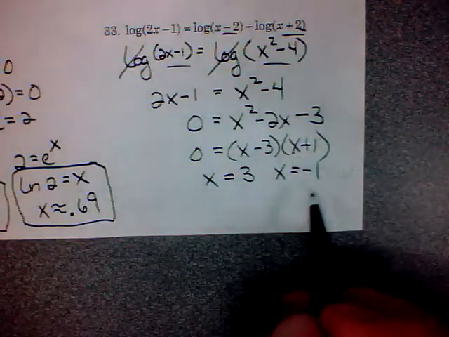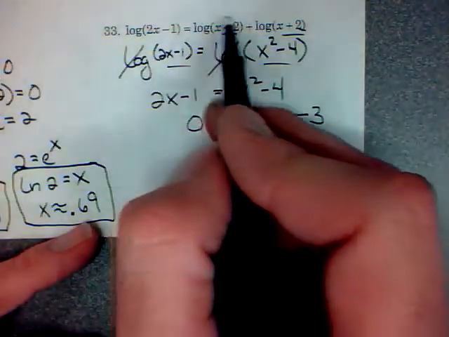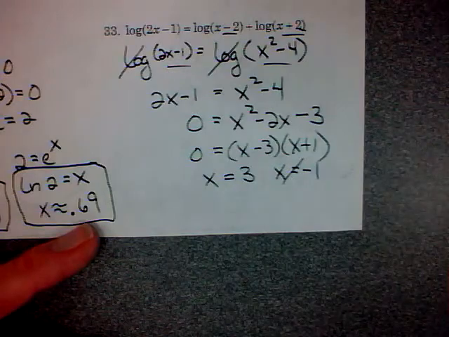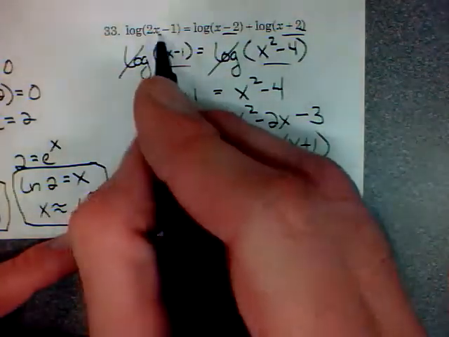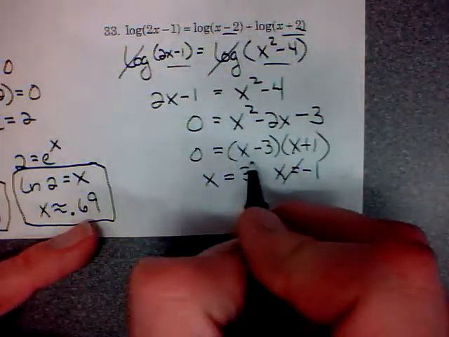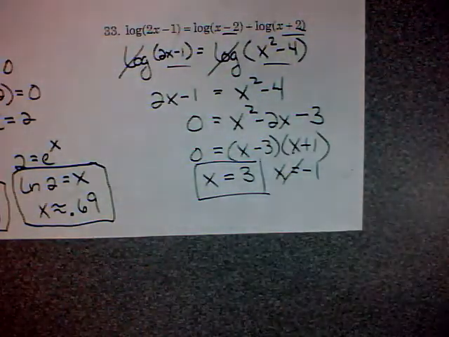However, if you plug in a negative 1 into this log right here, you get log of negative 3, so that can't work. So looks like the 3 will work because that'll get you log of 5, log of 1, log of 5. So there's your final answer there.